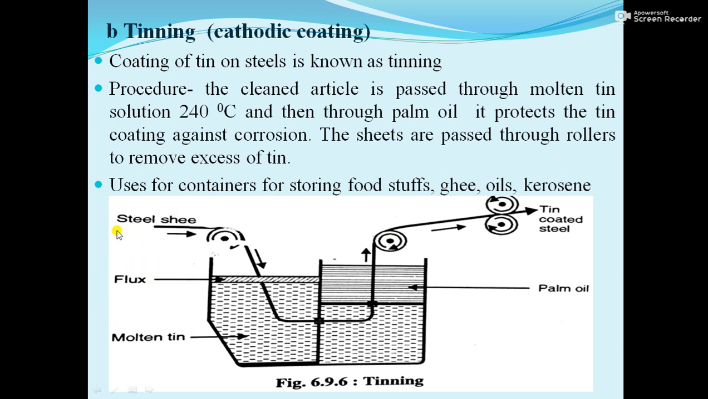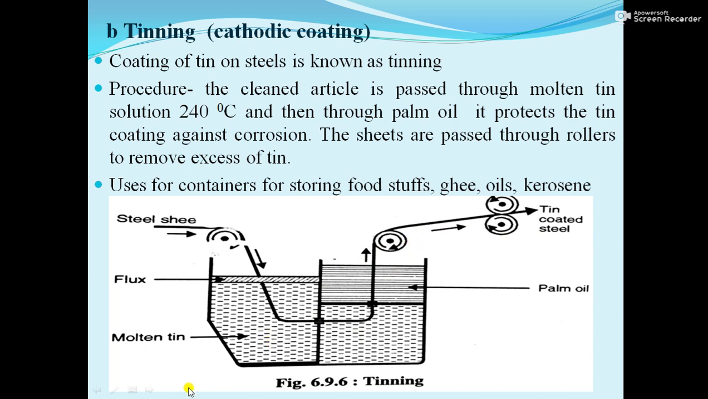The flux consists of zinc chloride and ammonium chloride, which facilitates better adhesion of the coating. Then the metal article is passed through a tank containing molten tin. The temperature is maintained at 40 degrees centigrade, and then finally it is passed through a series of rollers kept submerged in palm oil. The rollers remove the excess tin and produce a thin uniform coating. Palm oil protects the hot tin coating surface against oxidation, so further oxidation will not take place.